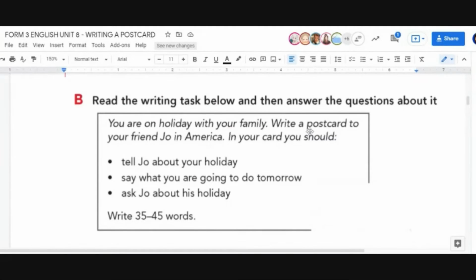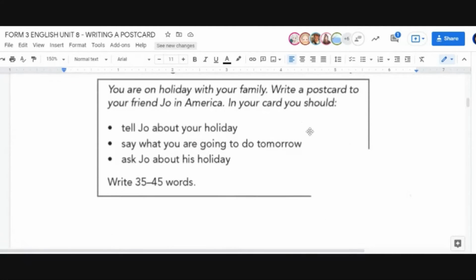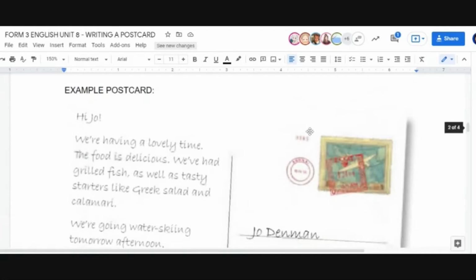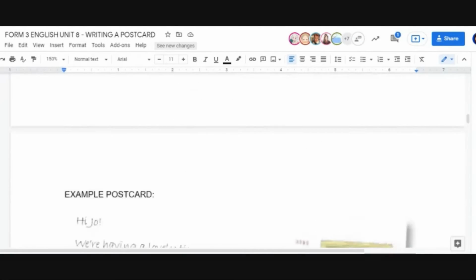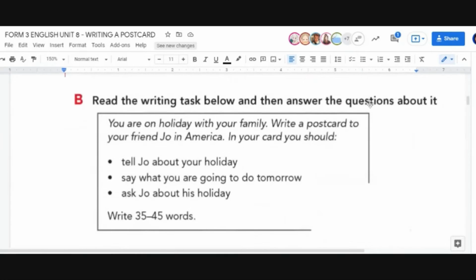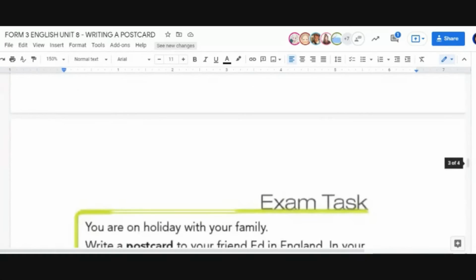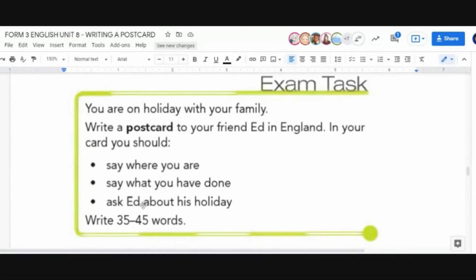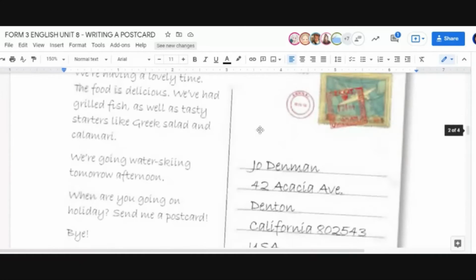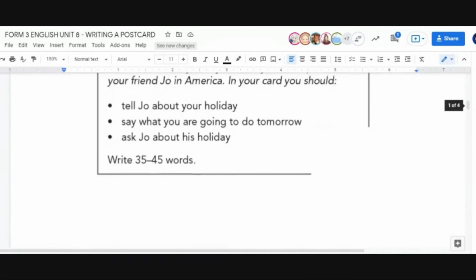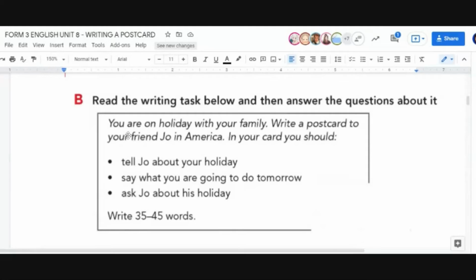The next activity, we're going to read the writing task and also one example postcard. Okay, this is an example. This is not the task that you're going to do later. The task that you're going to do is this one, the exam task. This one is the task for the example postcard. It's just an example. Let's go through this example writing task.